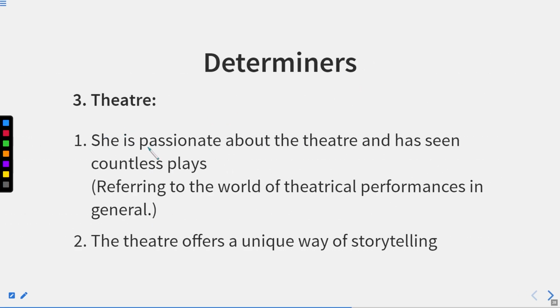Now, again, theater. She's passionate about the theater and has countless plays, referring to the word of theatrical performances in general. The theater offers a unique way of storytelling. So, this is how we can use the word theater over there.